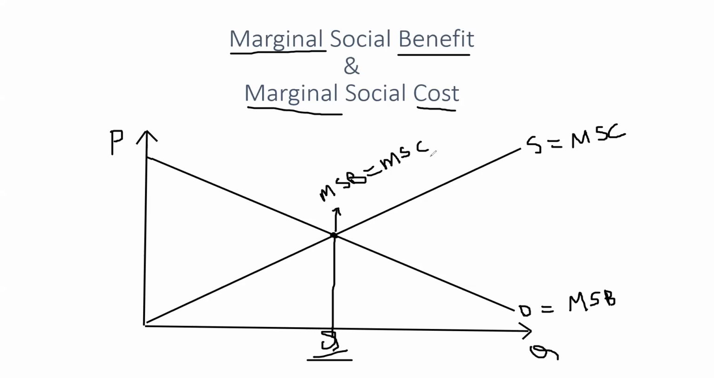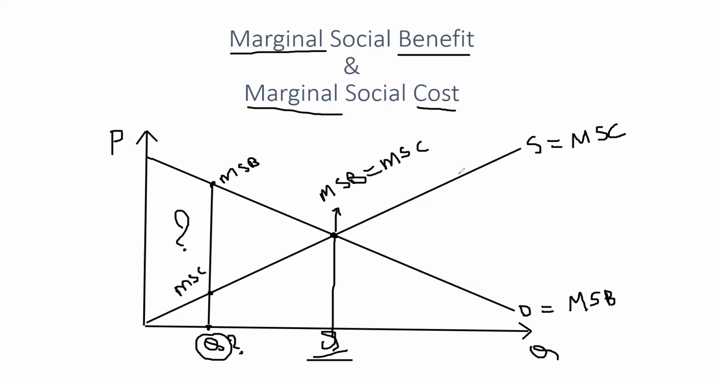So some people will argue and say, well, why can't we produce here? Why can't I produce over here? Because at this point, have a look. If I draw this quantity, I will see that my marginal social benefit is more than my marginal social cost. That means if I produce at this point, there is more benefit to the society compared to the loss to the society. So why can't I produce here? Why should I produce where marginal social benefit equals marginal social cost?